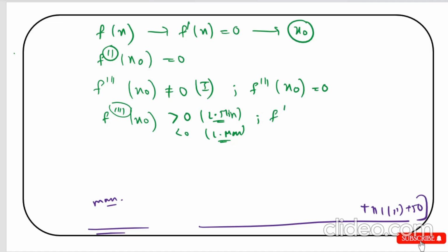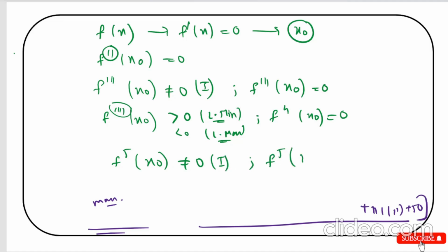But what if this fourth order derivative is also 0? Then again you can't say anything from here. You have to calculate the fifth order derivative and see it at the critical point. At this critical point, if you see that it is not equal to 0, you will say that there is an inflection point.